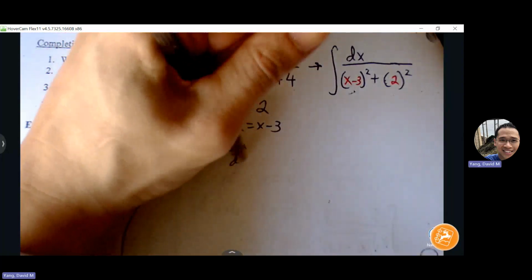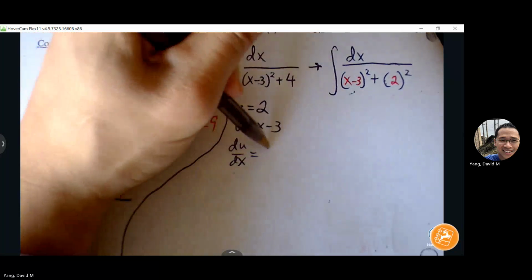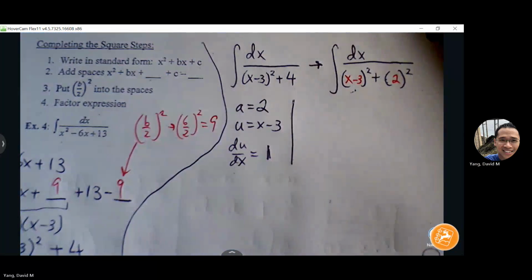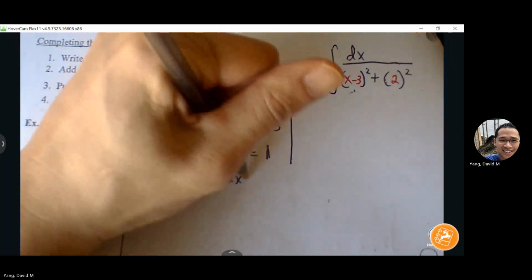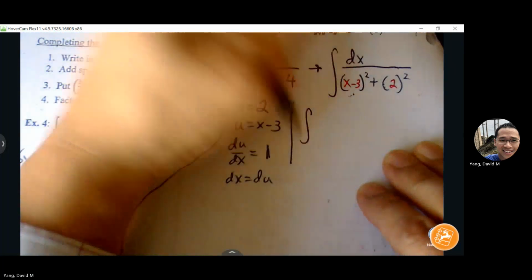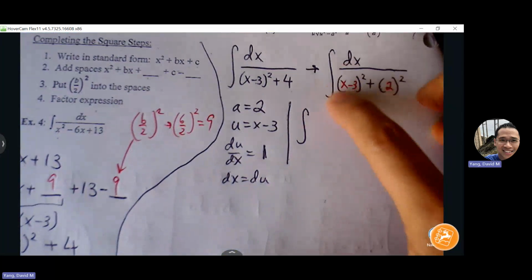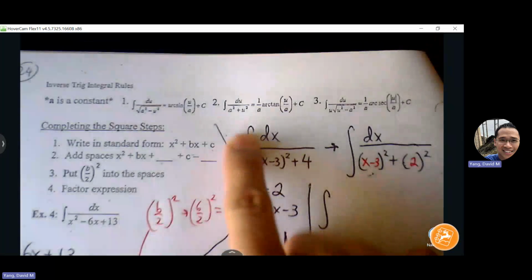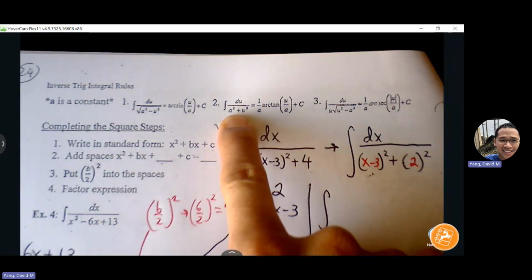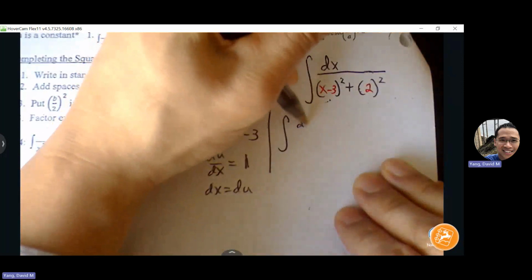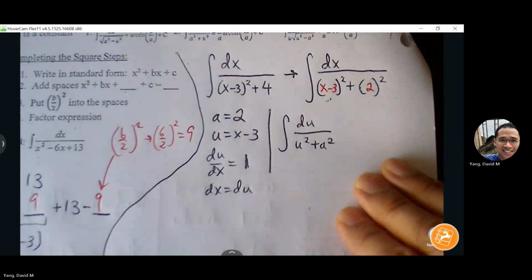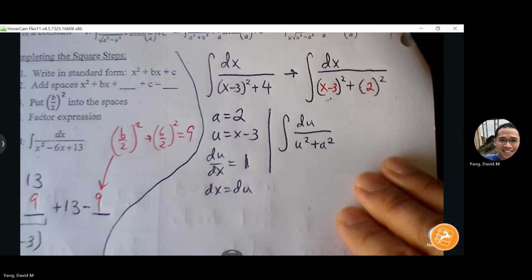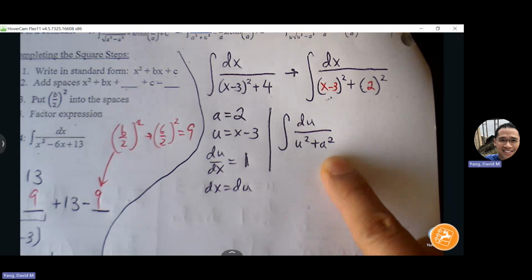The derivative du/dx equals 1. dx equals du. So now everything goes into my rule here. I want to make my problem look exactly like my arctangent rule, or the left side of that integral. So du over u squared plus a squared. Okay, so now I'm ready for my rule, right?